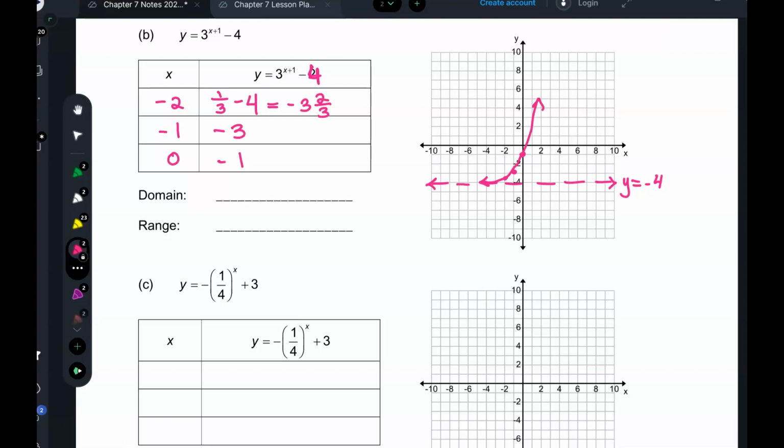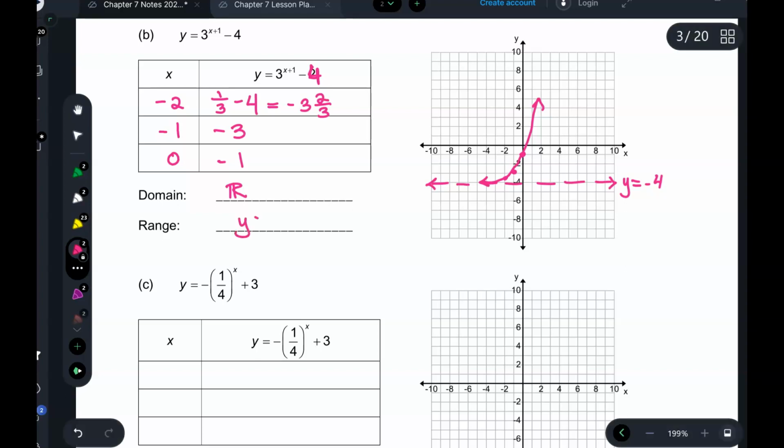Again, you know it has to get closer and closer to that line, and on the other end, it's going to get bigger and bigger. So you already know the basic shape. Domain is all reals. How about the range? Y greater than -4. Good.